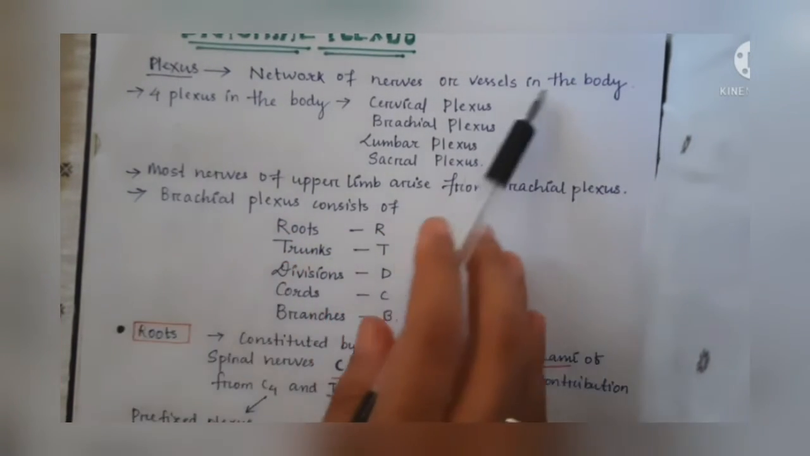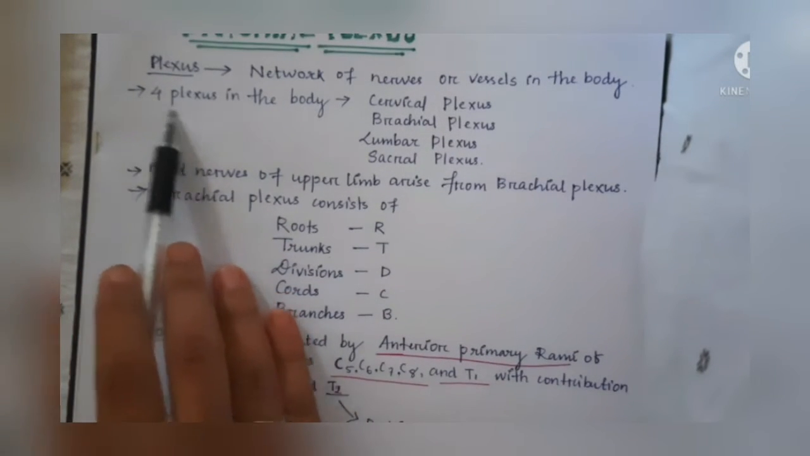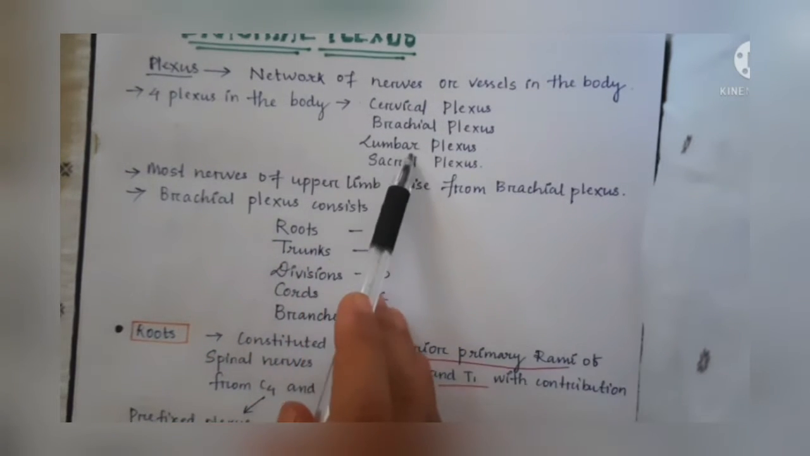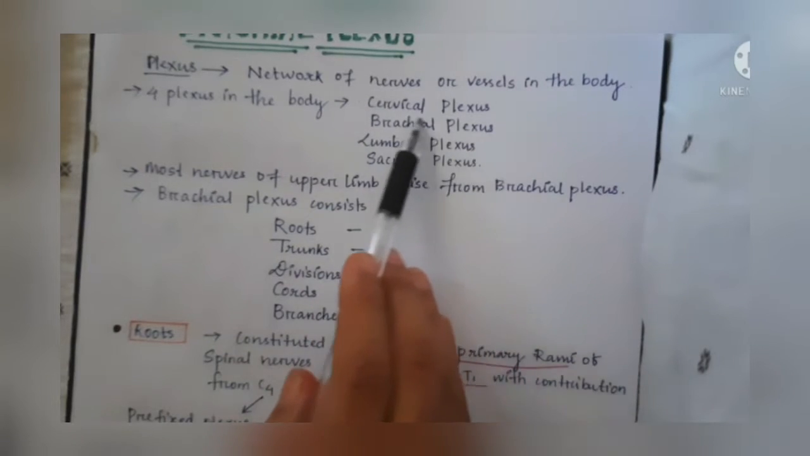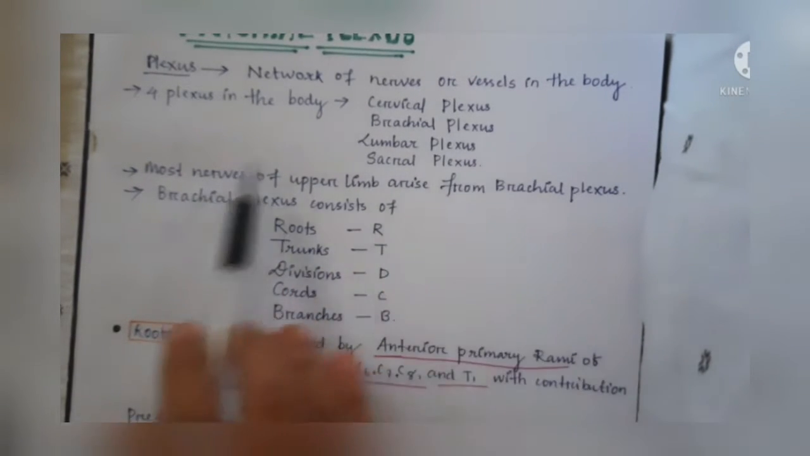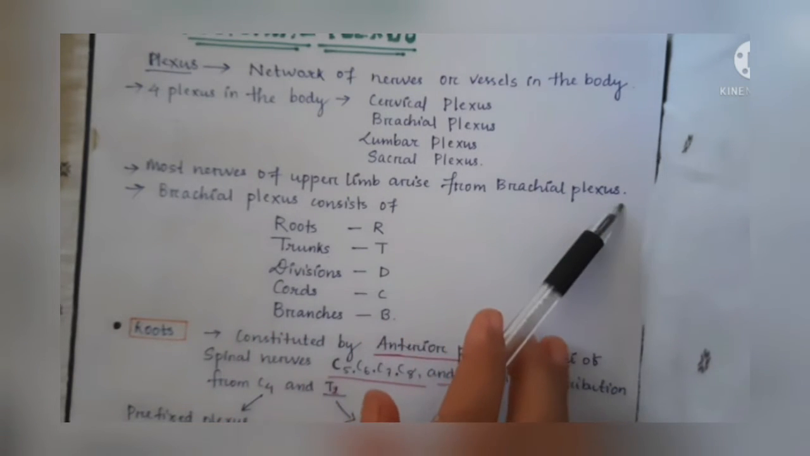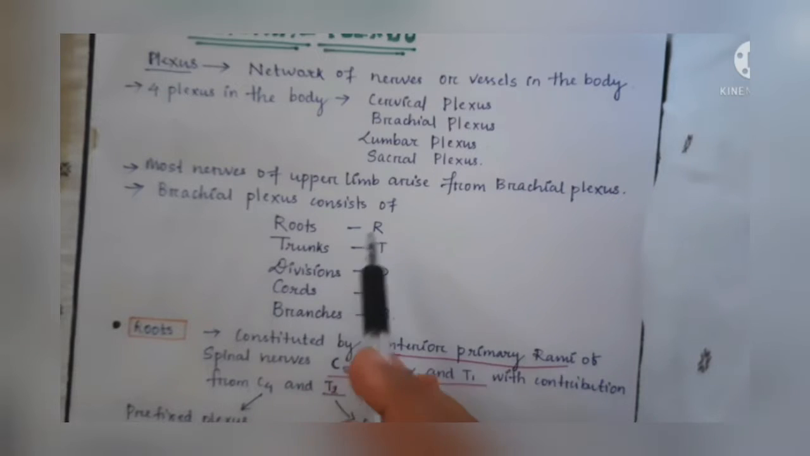Then how many plexus are there in our body? The answer is there are 4 plexus. They are cervical, brachial, lumbar and sacral. Then we are going to study the brachial plexus. Most nerves of the upper limb arise from the brachial plexus.